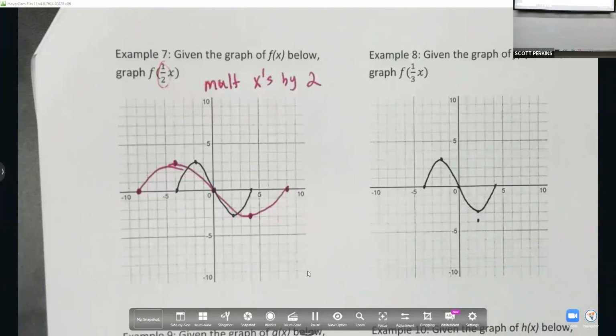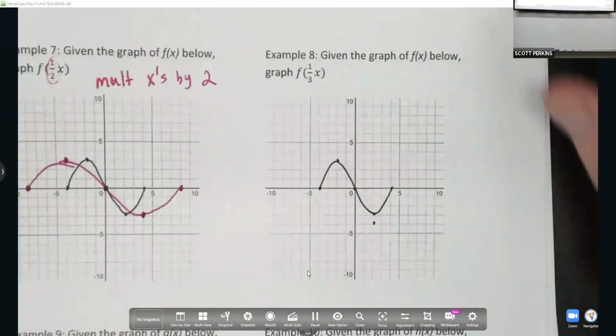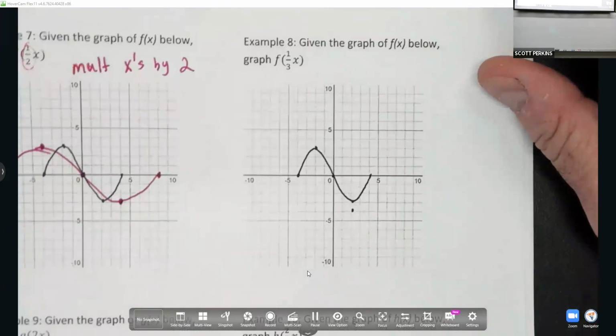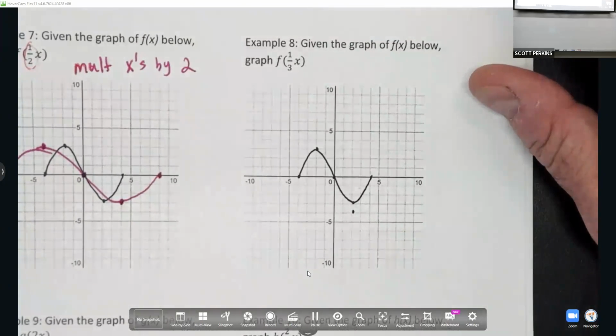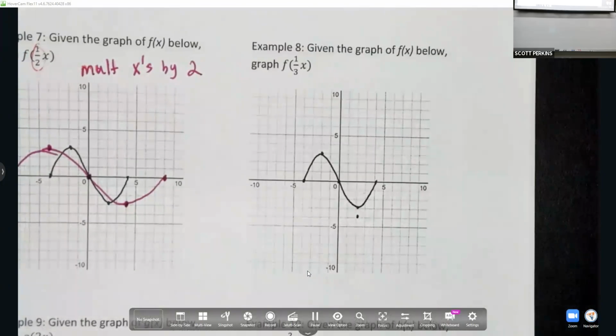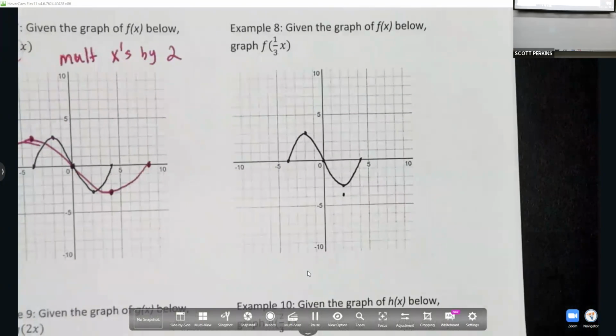Oh, okay, I see what's going on here. So try the next one, example 8. And I know the points are going to go a little off the graph. Just do your best guesstimate left and right on that problem, please.